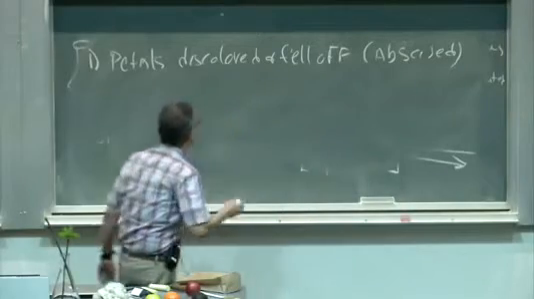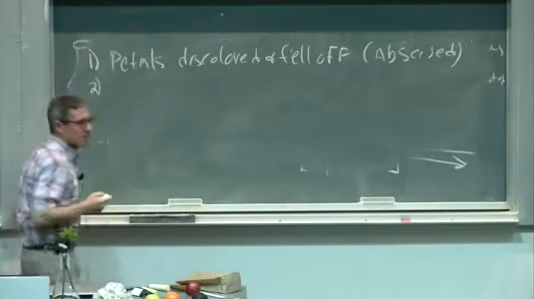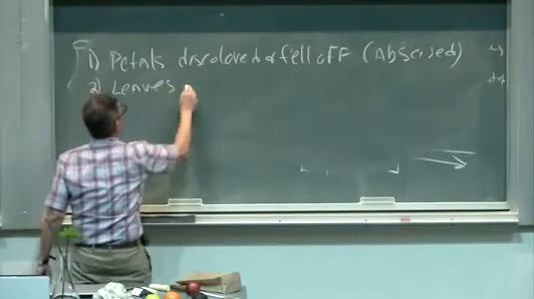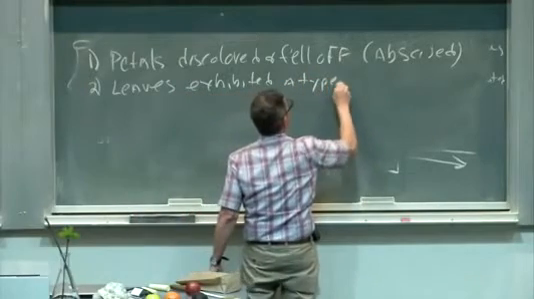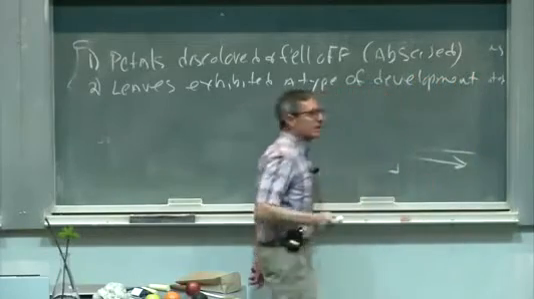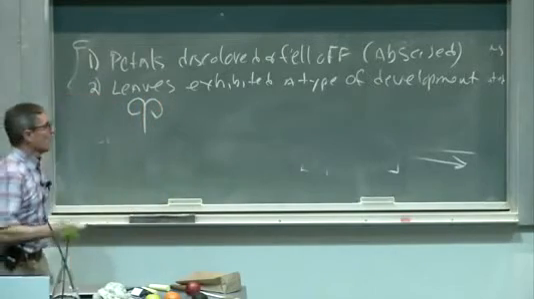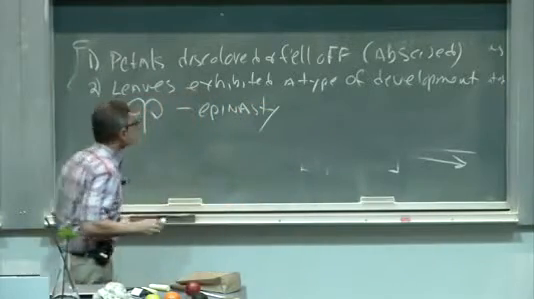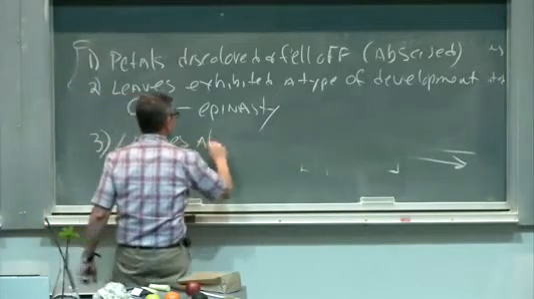The second aspect that we want to notice is that the leaves on the plant exhibited a type of development in which the leaves bent back on themselves. They curled under, like so, which is called epinasty. And then finally, the leaves abscised or fell off.